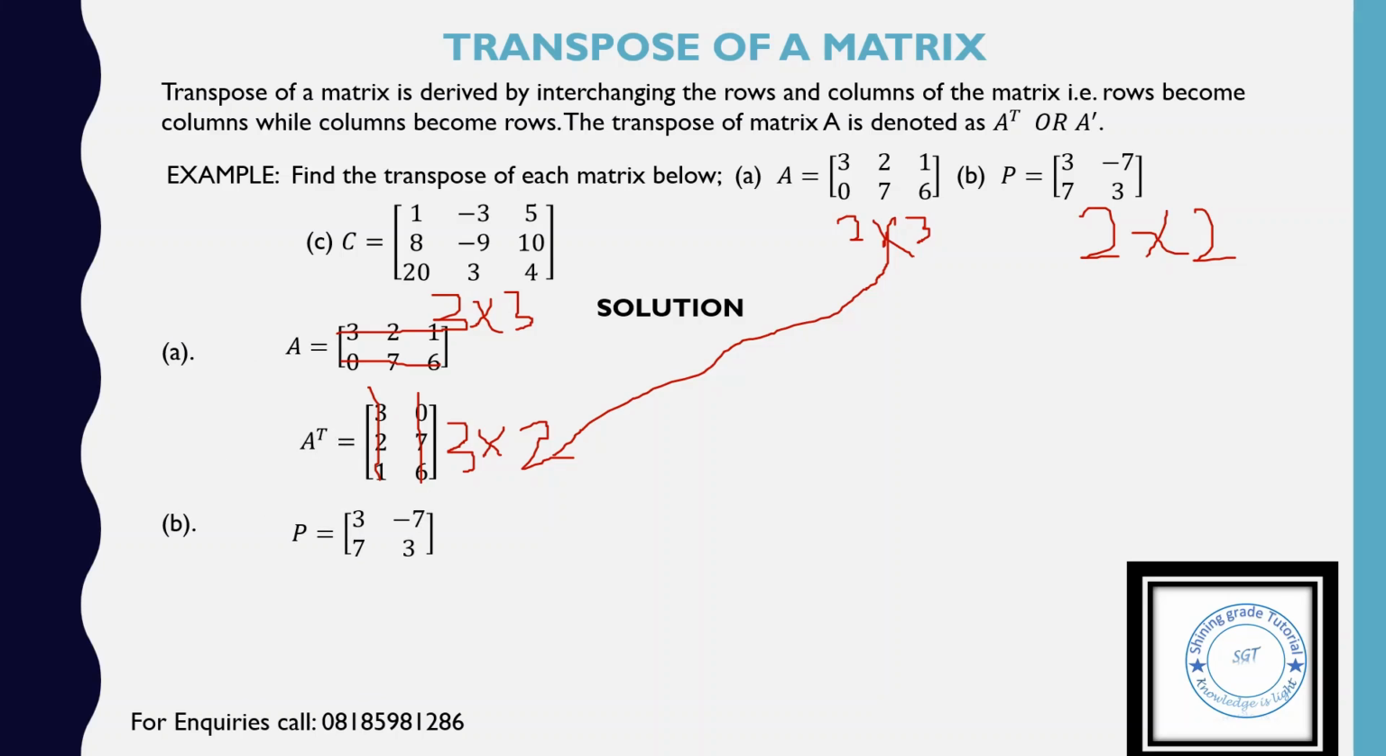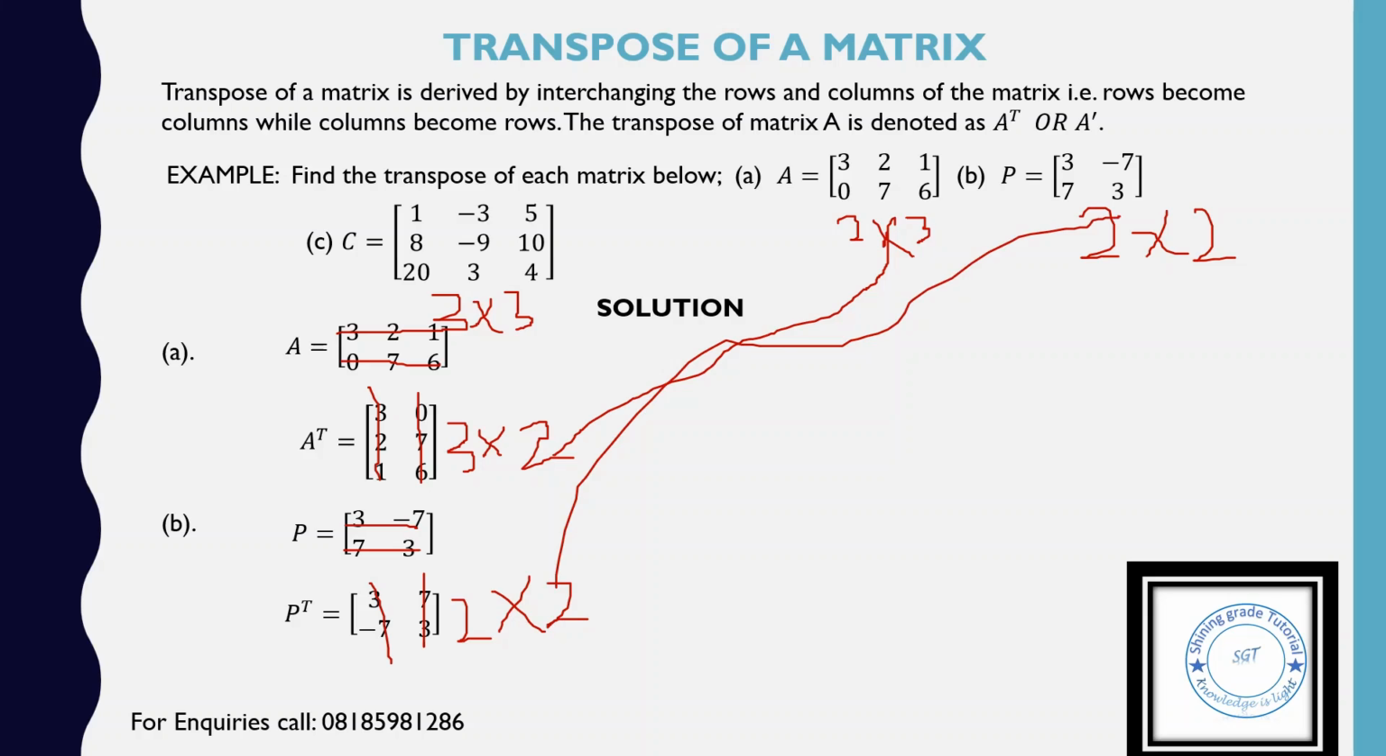This matrix B, which is 2 by 2, and then the transpose is this. This becomes this now, and the second row becomes the second column. So it still remains as 2 by 2 since it does not change. It has the same number of rows and columns, so it still remains 2 by 2. So for C, this is matrix C, and the transpose is this.